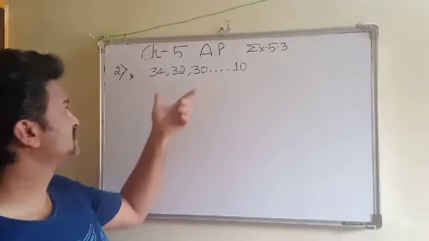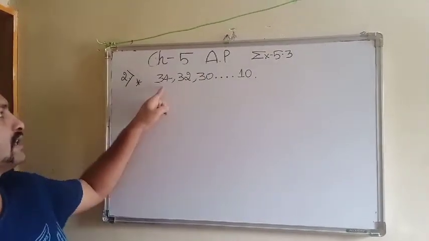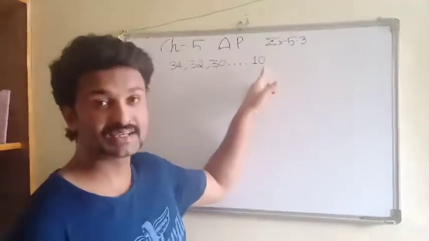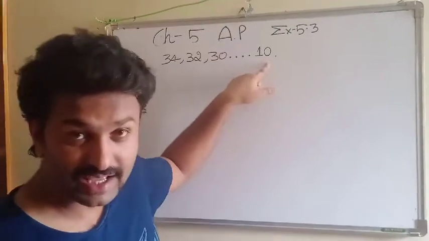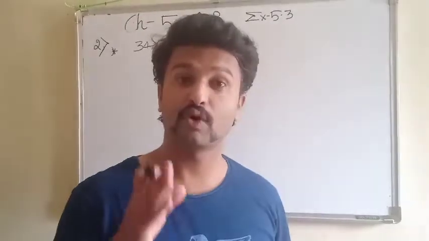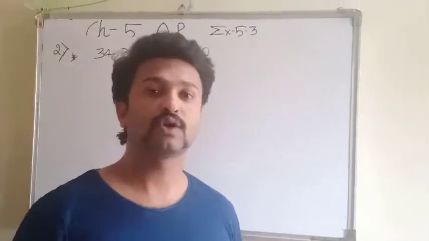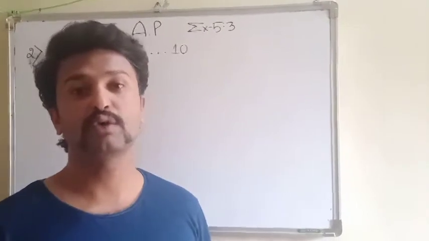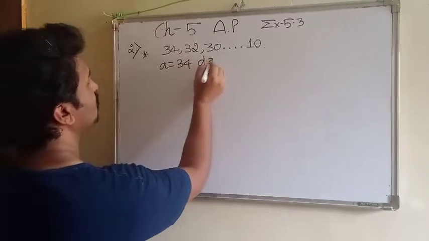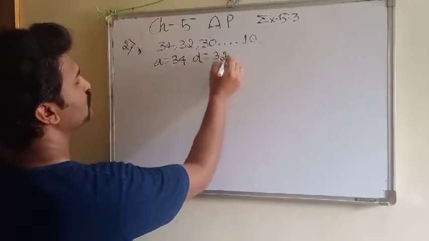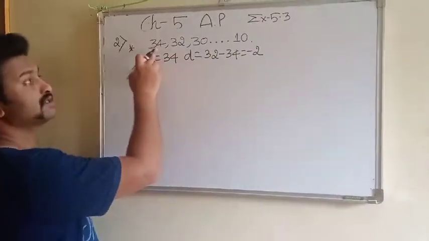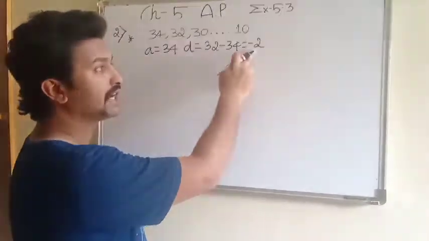Okay, one more next problem. Here they are given the AP 34, 32, 30, and so on up to 10. The last term is 10, so they are given an here. If you want to find the sum, the number of terms n is not given. First we have to find out n here. a equals 34 and d equals T2 minus T1, that is 32 minus 34 equals minus 2. d equals minus 2. This AP is decreasing, so you get d value in negative.